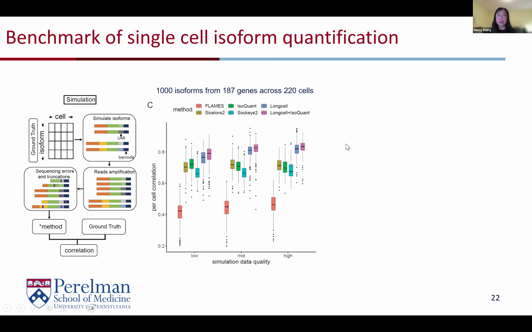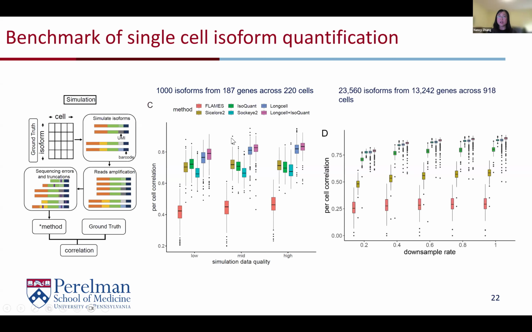In the simulation data set, we tried it for two different scales: 1,000 isoforms across 187 genes, as well as a larger data set. The simulation parameters for these data sets are estimated based on real data. So that's why these numbers are like that.